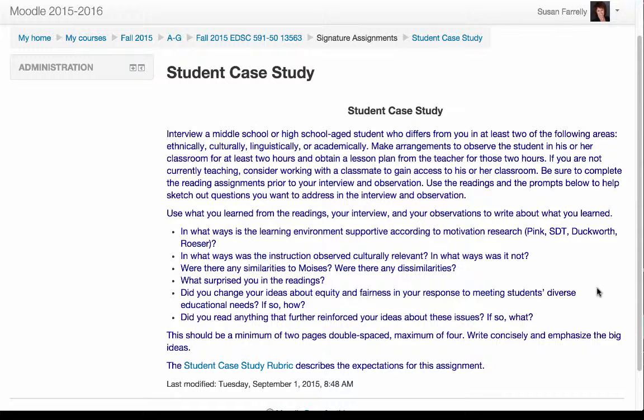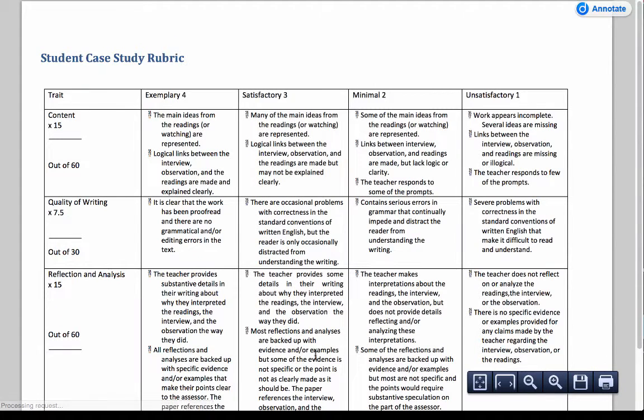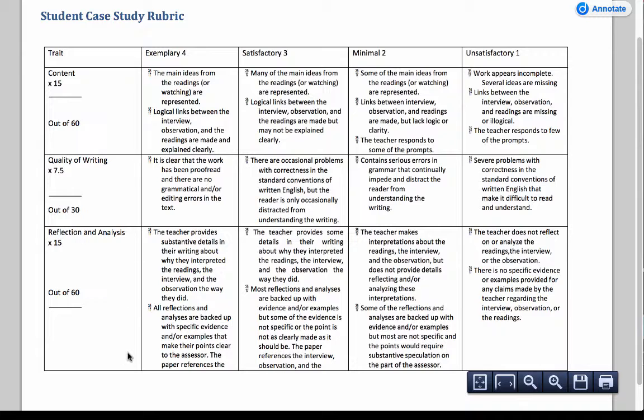The net result will be a 2 to 4 page double-spaced write-up about your student and your observations through the lens of the readings. You'll be expected to cite the readings and the viewings and answer these prompt questions right here. Also, you should make sure to review the rubric, where we go through in detail what we expect in the content area and the reflection and analysis examples and specifics.